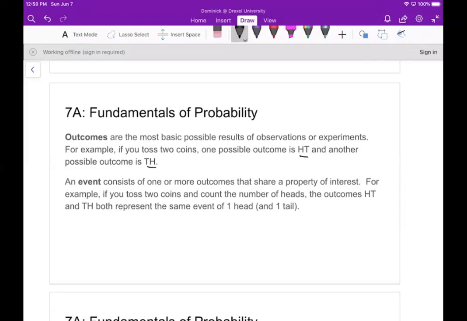Now, an event could be one or more outcomes that share some sort of property of interest. So for example, if you do the two coin tossing and you count the number of heads, then the outcomes HT, heads, tails, and TH, tails, heads, both represent the same event, right? Because you have one tail.